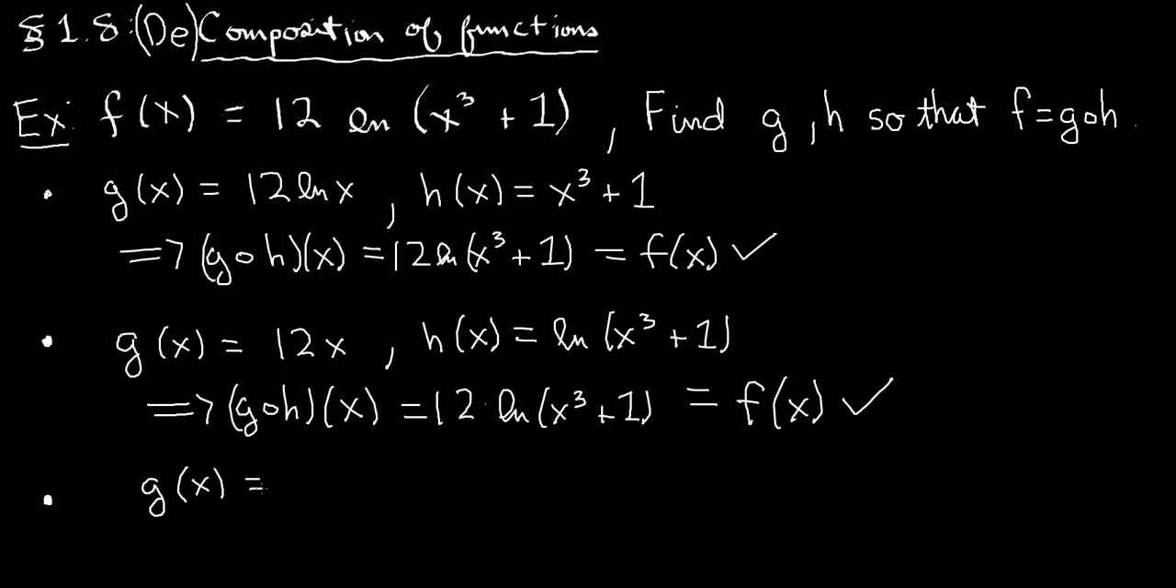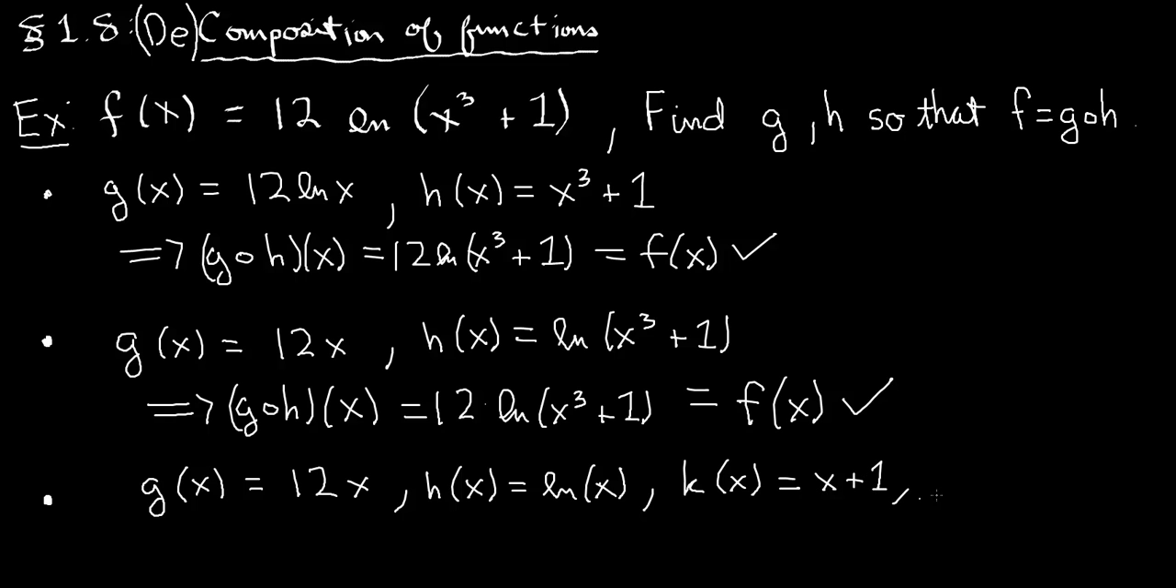And so, let's just write that out one more time. Let's let g of x be 12x, just like we had in the previous example. We're going to let h of x be ln of x. So not the same thing as before. But k of x, let's make that x plus 1. And l of x, that's yet another function. Let's make that x cubed.